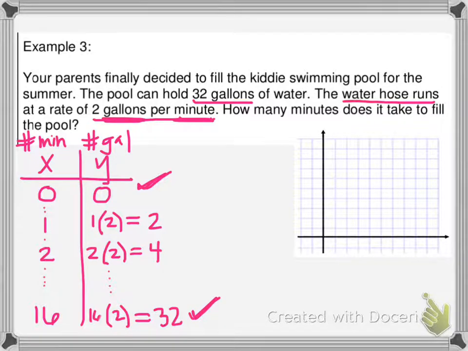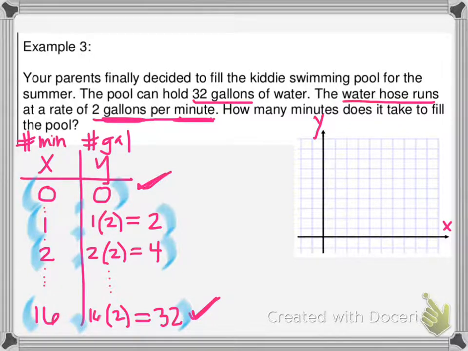So let's take a look at our graph. I've got X and Y. Remember, X is my minutes, Y is my number of gallons. So here are my ordered pairs: 0, 0; 1, 2; 2, 4; 16, 32. So let's go ahead and graph these.